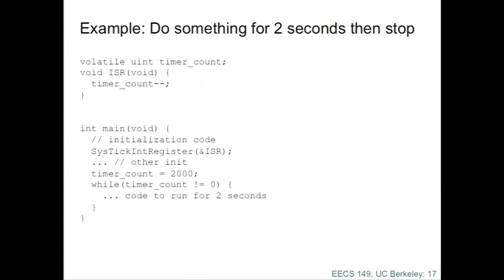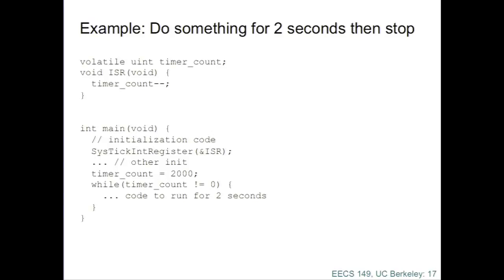So if you want to write a program, say, that does something for 2 seconds and then stops doing that and goes on and does something else, okay? We could do a setup like we just did. So we just did a setup that's going to invoke an interrupt every millisecond, once per millisecond. The interrupt service routine will be handled. So suppose I specify that this is the interrupt service routine.